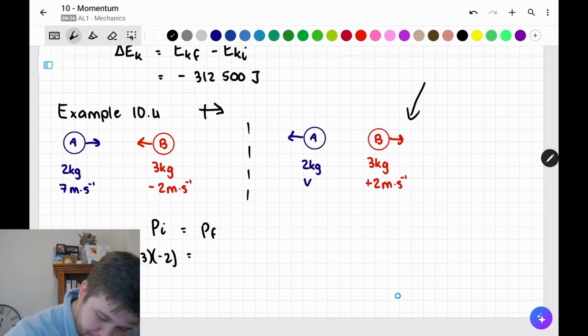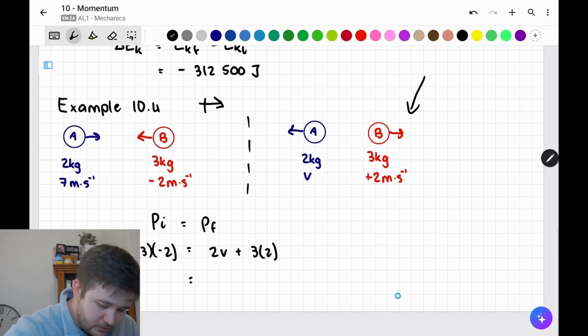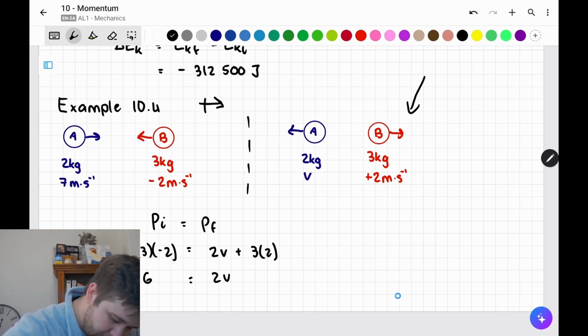That should equal 2 multiplied by V plus 3 multiplied by 2. Okay, and now you can solve in one step, which I would like to do. 2 multiplied by 7 gives me 14 minus 6. On this side we have 2V plus 6. We'll take that 6 over to become negative 12 on this side. 14 minus 12 gives me just 2 equals 2V. Simple enough, V equals 1.